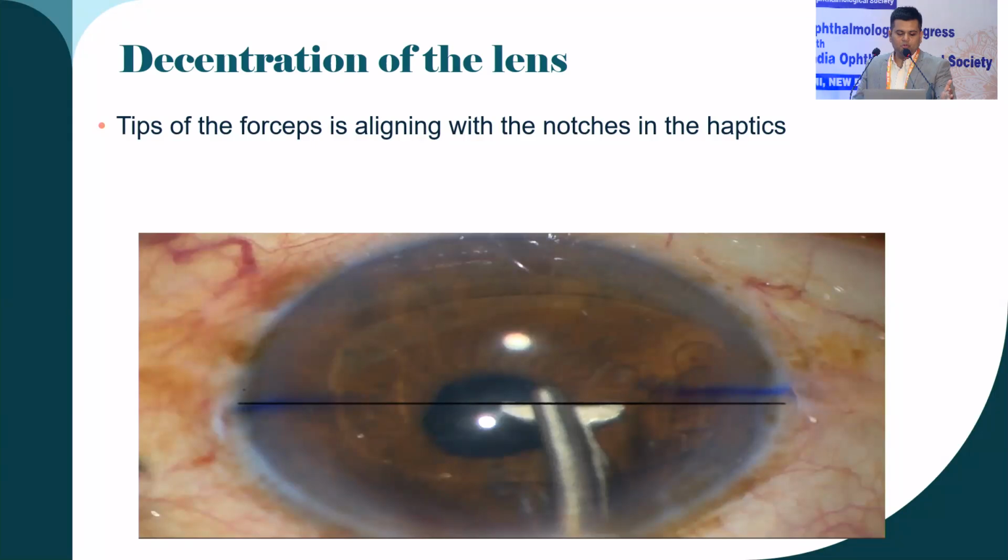To avoid this, we have to put the tips of the forceps aligning with the notches in the haptic. So there should be a line. The tips of the forceps should be along the notches, so that we can enclavate 180 degrees apart. This is to prevent decentration of the lens.